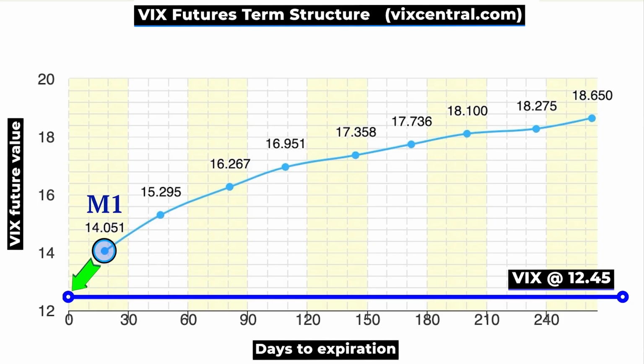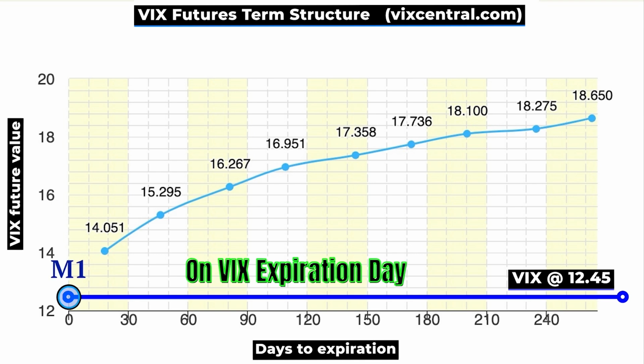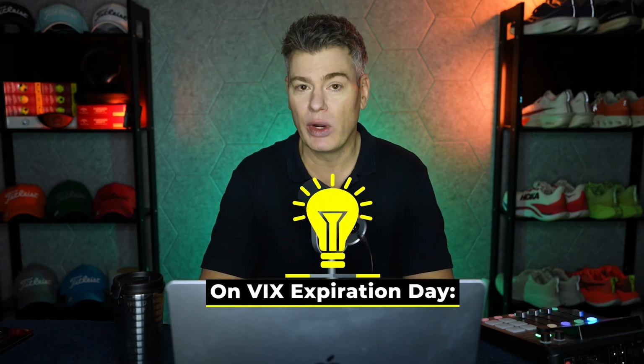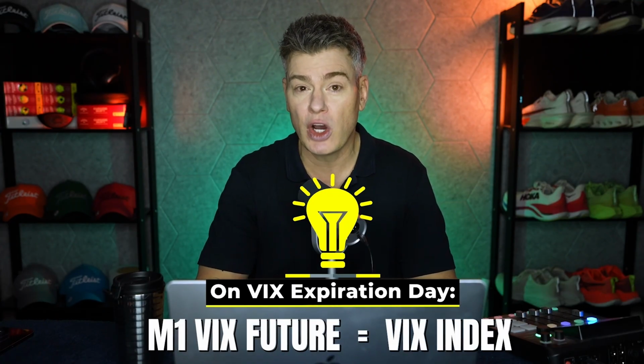Now, for the next 11 days, this front month VIX future M1 will be ticking down to the left towards expiration. And all of the other VIX futures will also be ticking down to the left with each passing day as well. Now, on expiration day, when the front month M1 future has 0 days left to expiration, that price will be exactly the same value as the VIX index. Now, I cannot stress how important this point is.